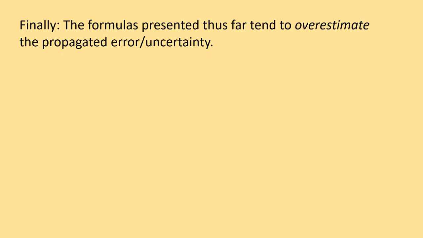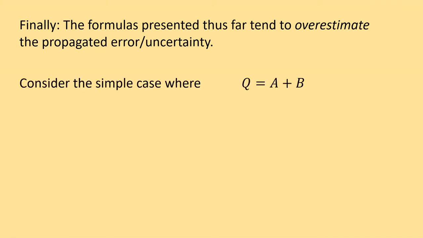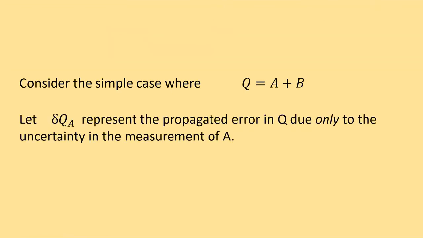I mentioned just a moment ago that we're going to improve the formula. The formula that we've been using here in the video tends to overestimate the propagated error or uncertainty. In fact, you might say it's a little pessimistic. So let's see if we can come up with a more realistic formula. Let's go back to the very simple case where your calculated quantity is just the sum of 2 measurements.